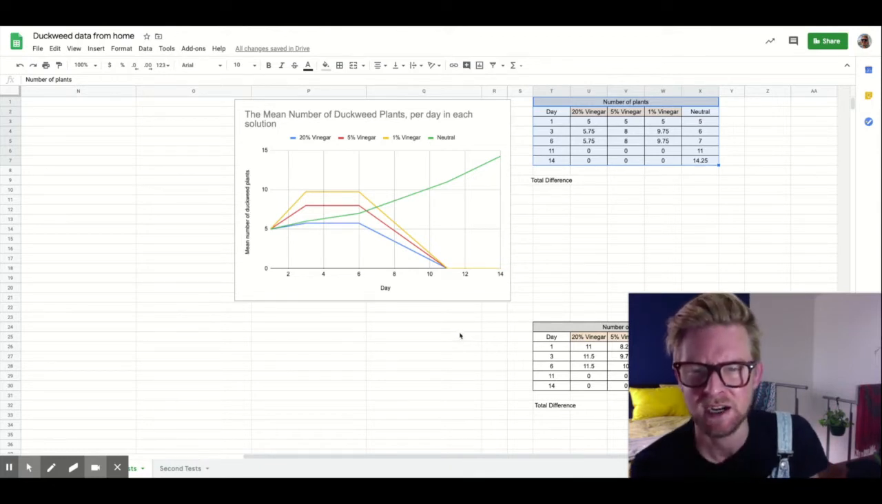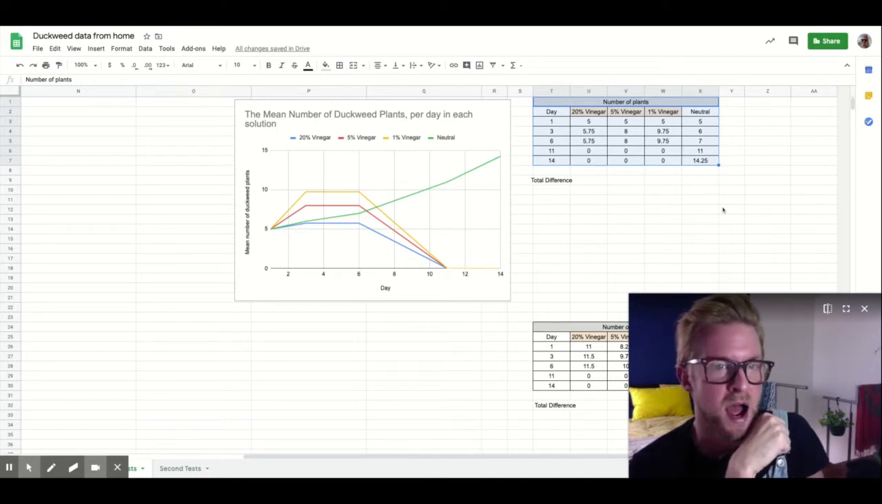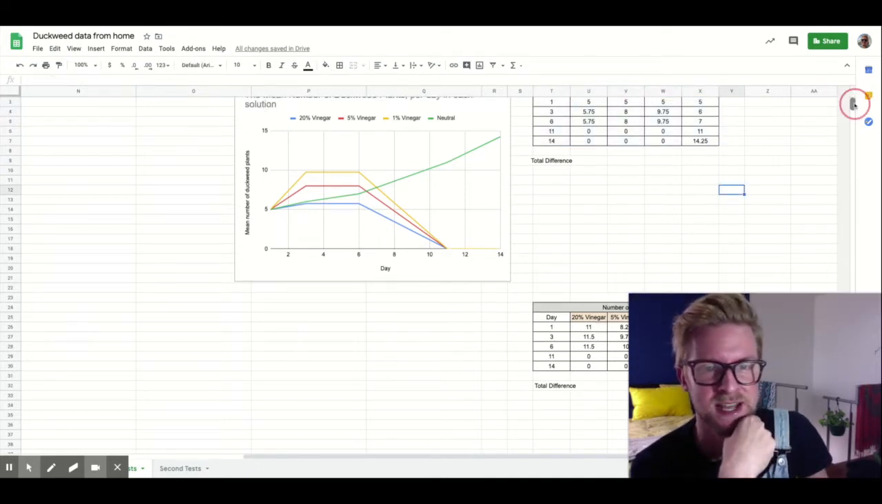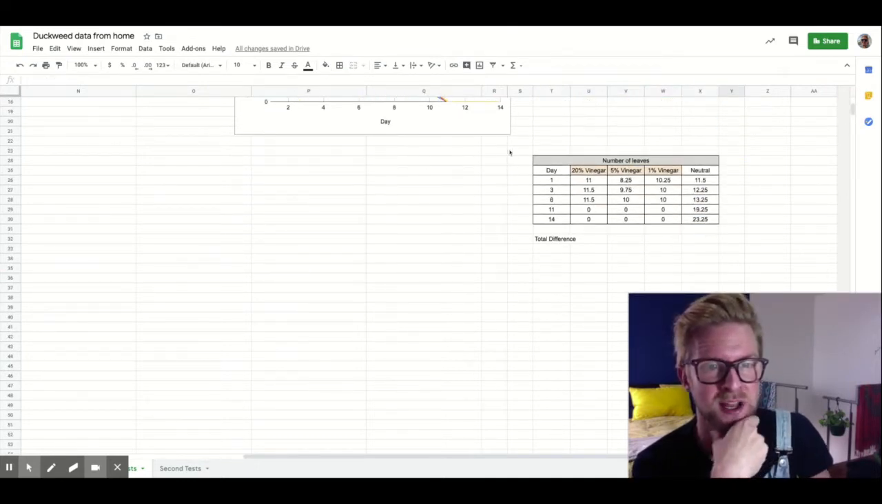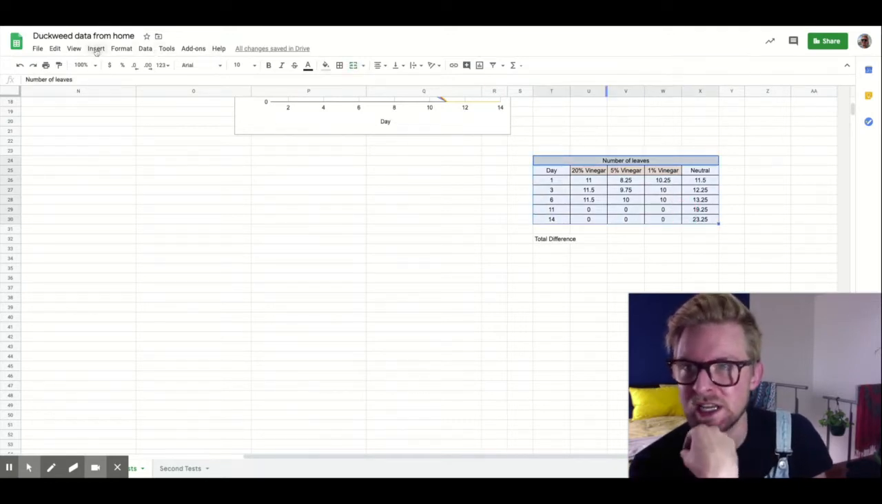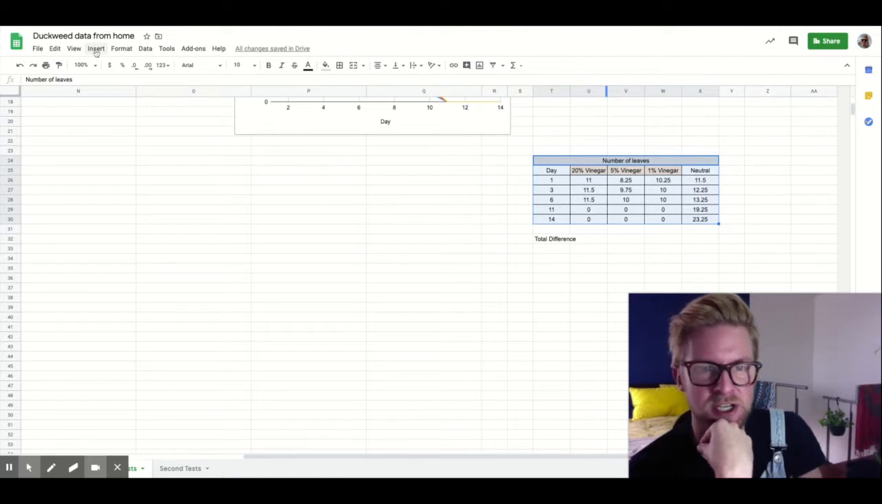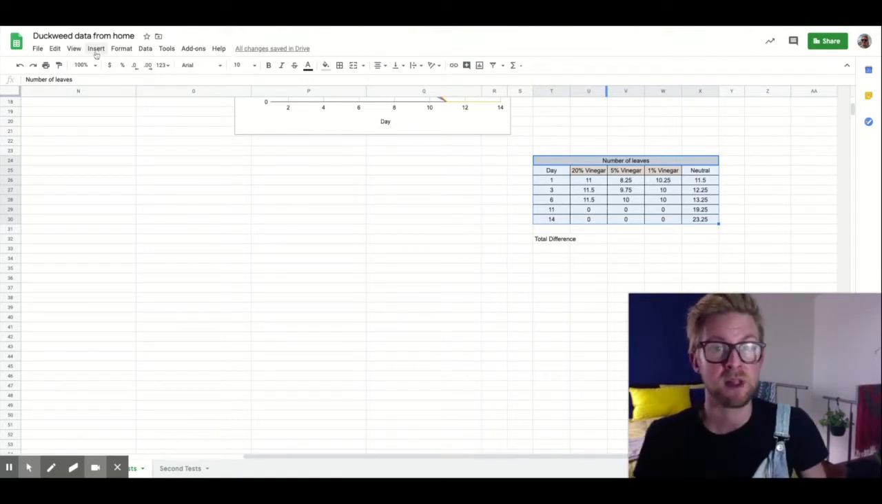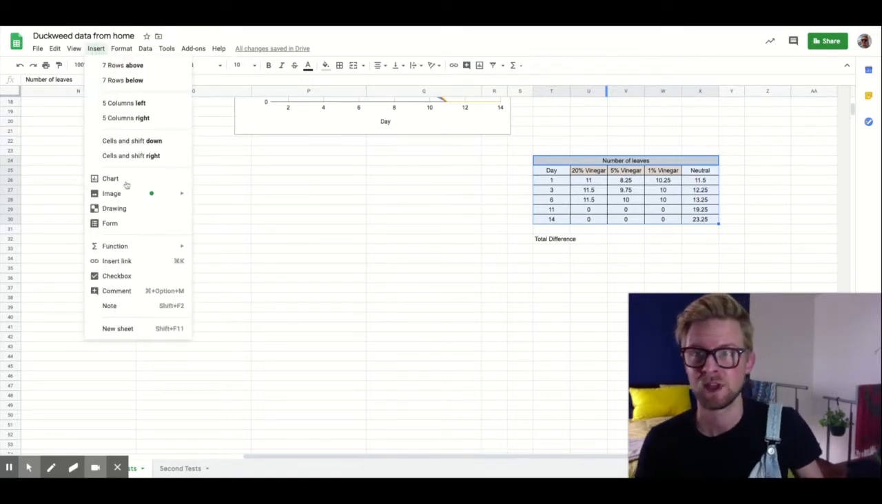They plateaued along with the 20% vinegar, and then they dropped off suddenly. What is going on here? Now, this is the reason why, as I was collecting data, I was happy to record the number of leaves, because what we should see here is if there's a change in the number of leaves along with the number of plants, that should represent growth.